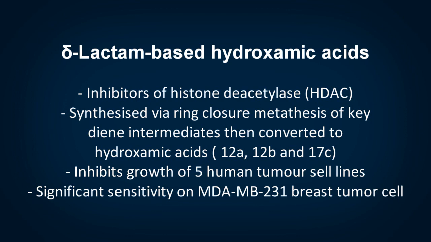Delta-lactam-based hydroxamic acids, inhibitors of histone deacetylase, have been synthesized via ring closure metathesis of key diene intermediates, followed by conversion to hydroxamic acid analogues. The hydroxamic acids 12A, 12B, and 17C showed potent inhibitory activity in HDAC enzyme assay. The hydroxamic acid 12B exhibited growth inhibitory activity on 5 human tumor cell lines, showing good sensitivity on the breast tumor cell.